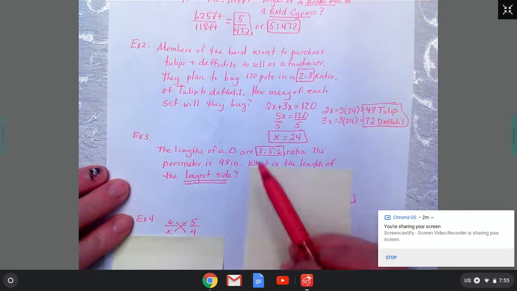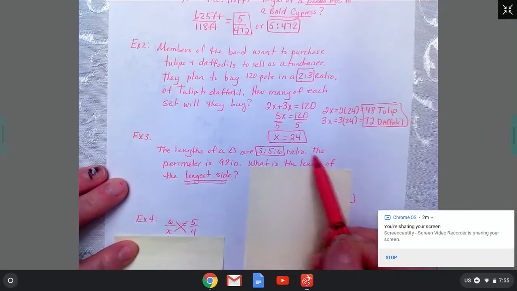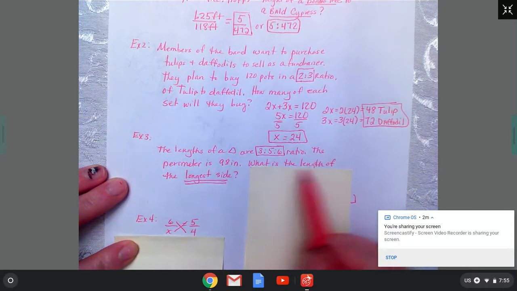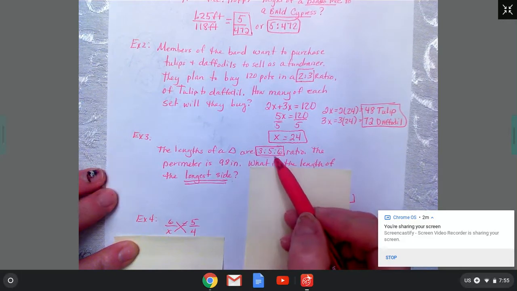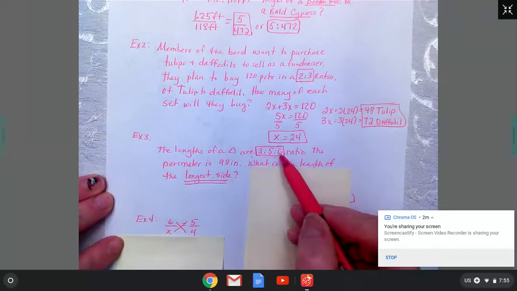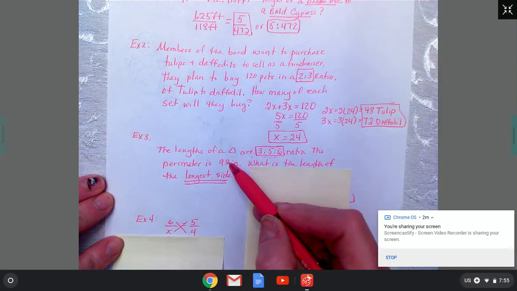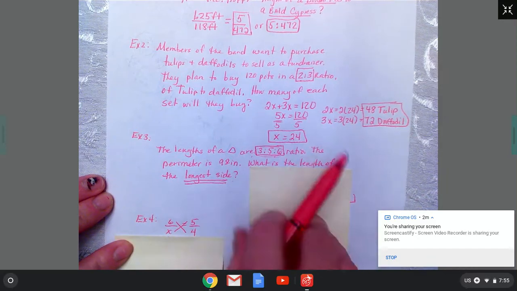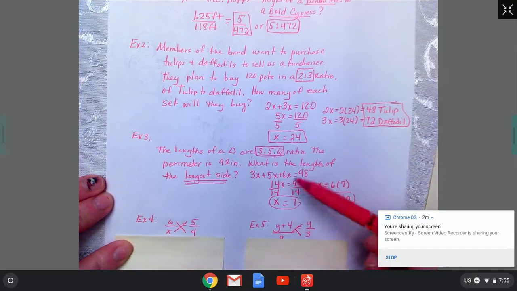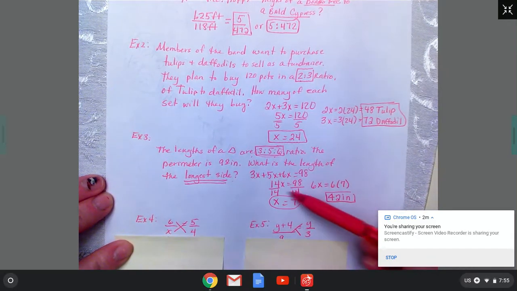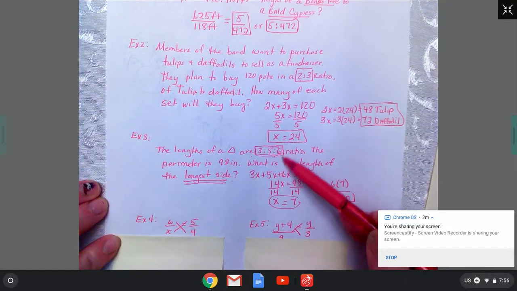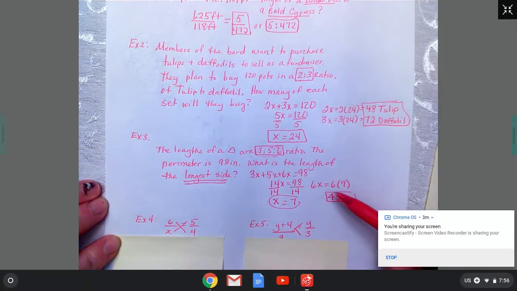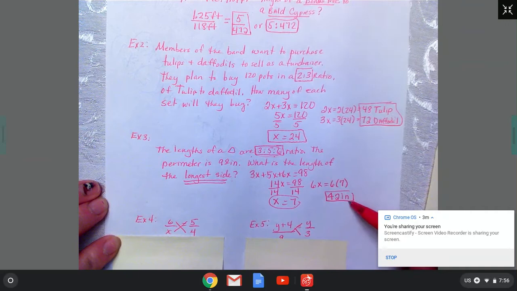The sides of a triangle are in a 3, 5, 6 ratio. The perimeter is 98. What is the length of the longest side? So once again, you want to put an x with each one of these. 3x plus 5x plus 6x equals 98. And then you solve. So when I did that, I ended up with 14x is 98. I divided by 14 and got 7. I plugged it back in, this time only to the 6. 6 times x, 6 times 7, 42 inches. So you don't always have to find all the sides.